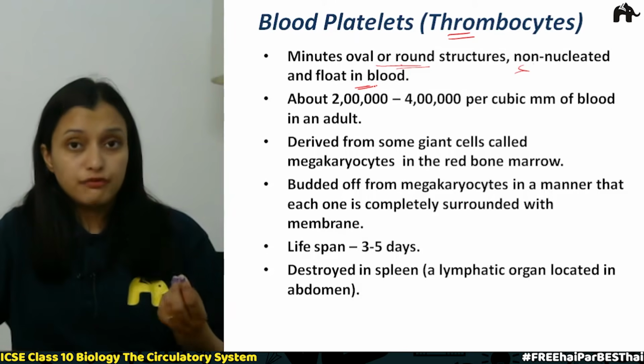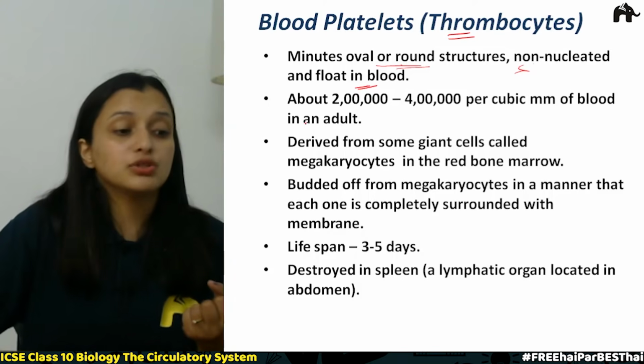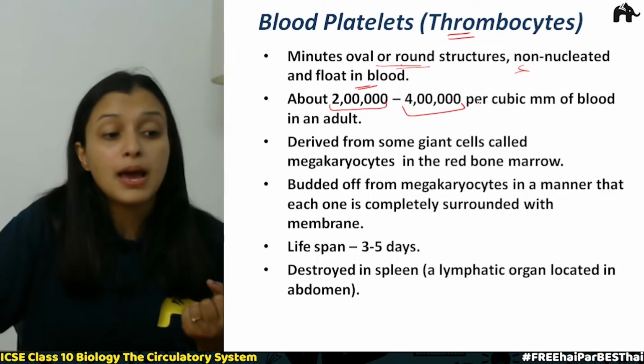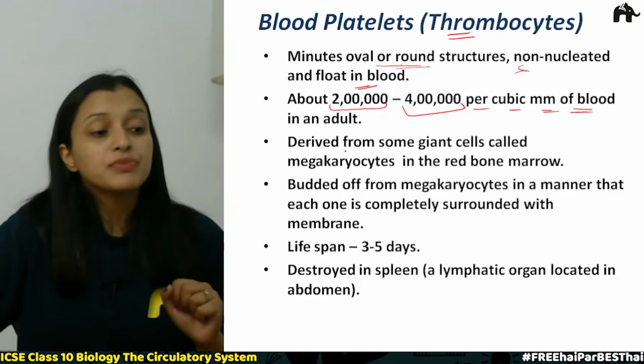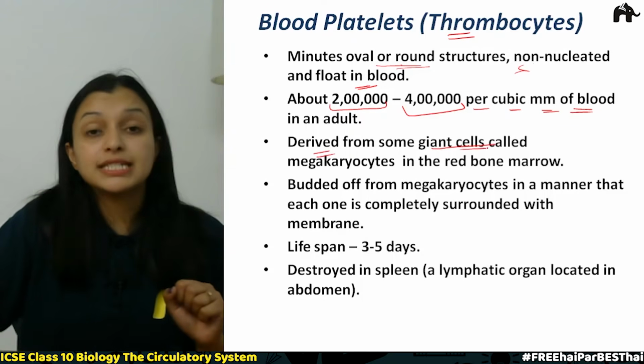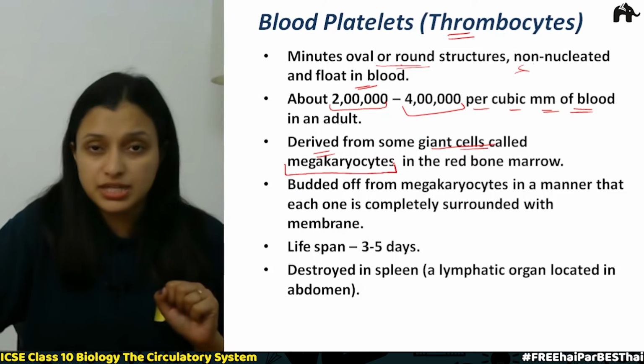If we talk about the number of platelets in our body, they range from 2 lakh to 4 lakh per cubic millimeter of blood in an adult human. They are derived from giant cells in the bone marrow, and these cells are named megakaryocytes.